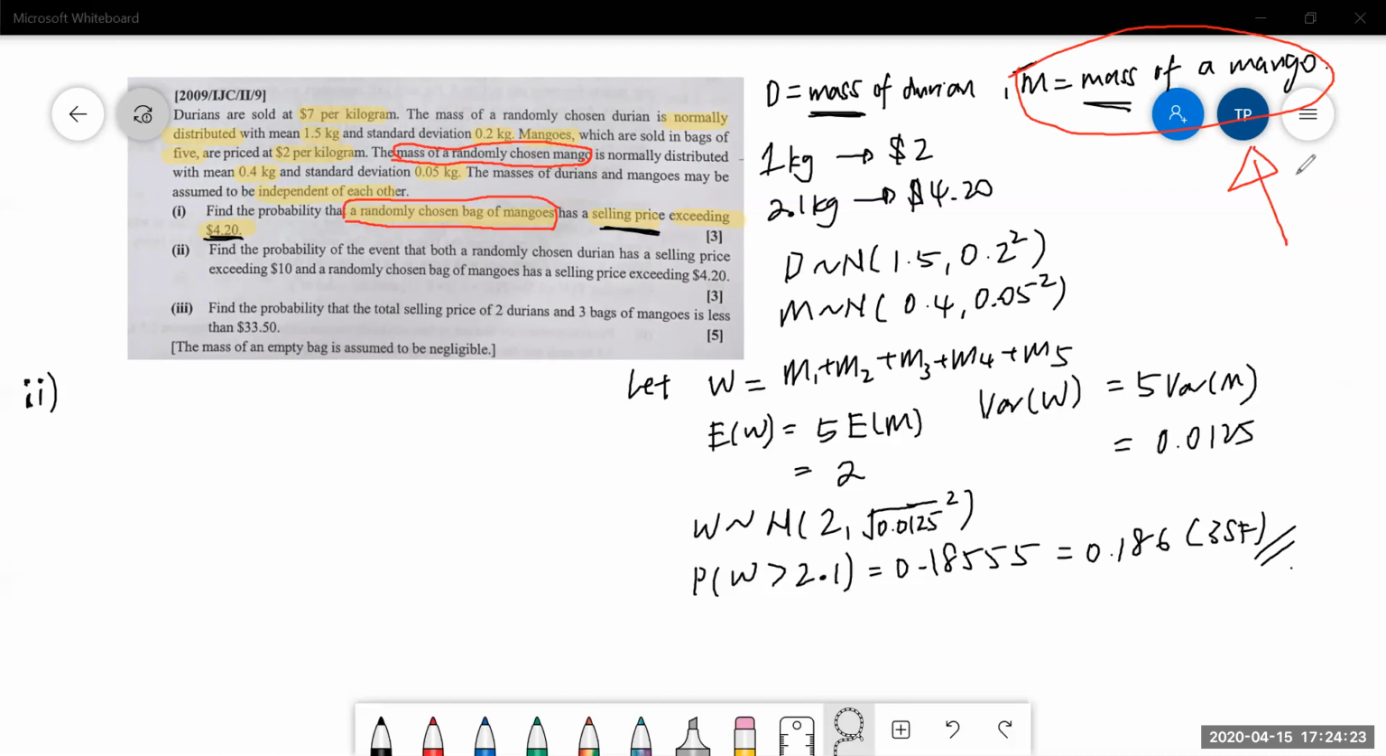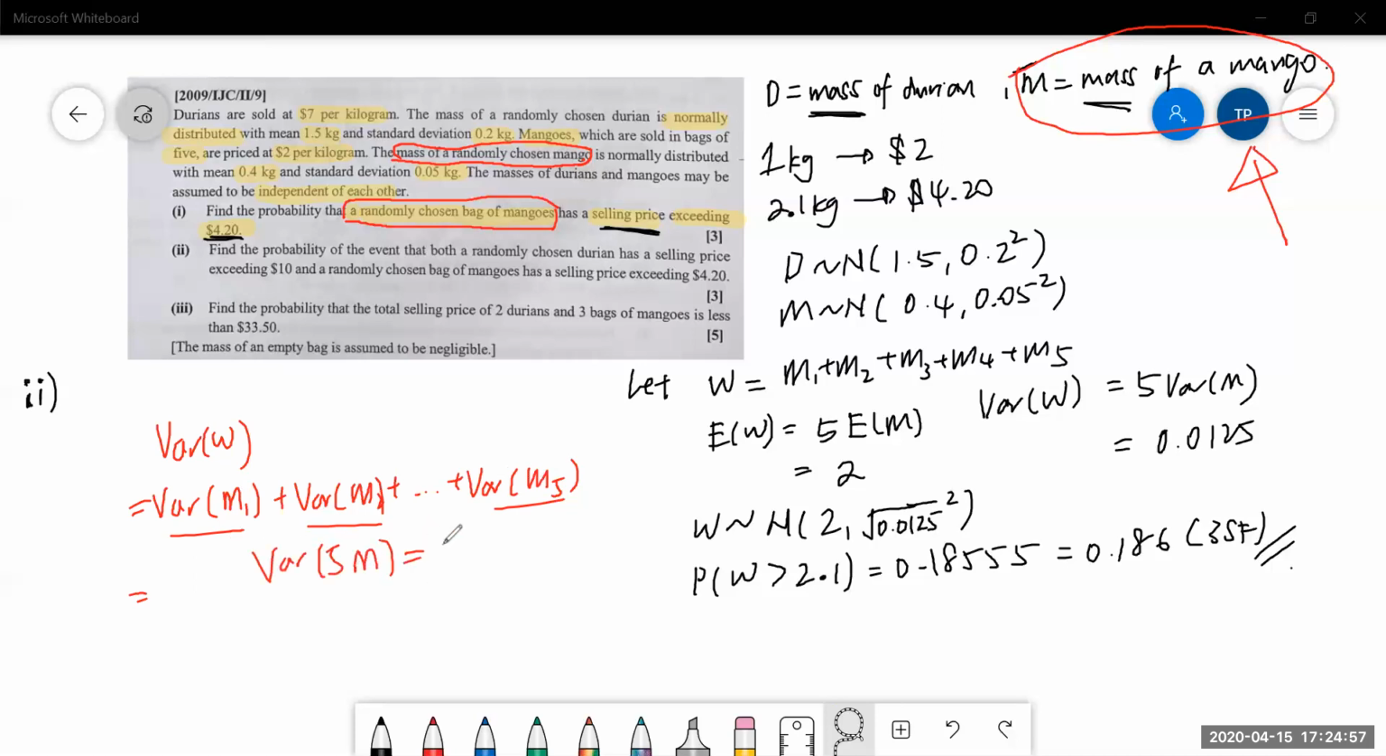Yes, correct. Wait, but then it is 5 variance, and no need to times anything, right? No need to square anything outside. Why? Because the variance of W is equal to the variance of M1 plus the variance of M2, and so on and so forth, until the variance of M5. I have 5 variances of M here, that's why it's 5 times the variance of M. If it were the variance of 5M, then I would need 25 variances of M.